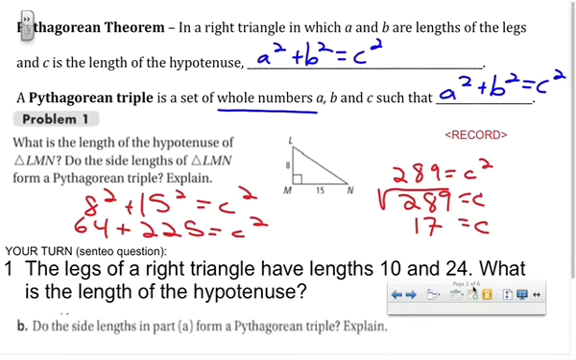No, part B we will discuss together. All I'm asking you to type into the Centio is the numeric answer for part A.